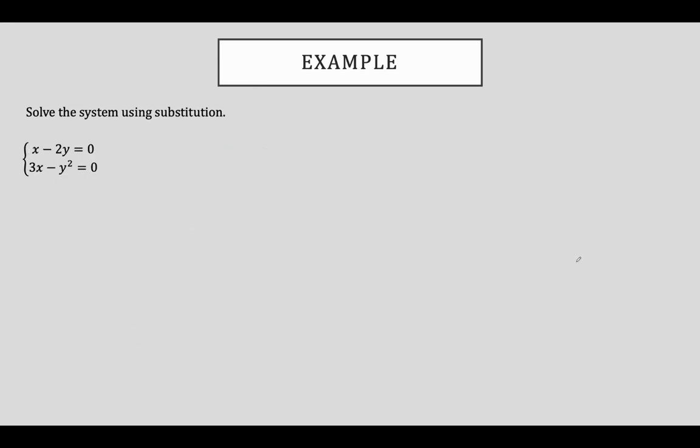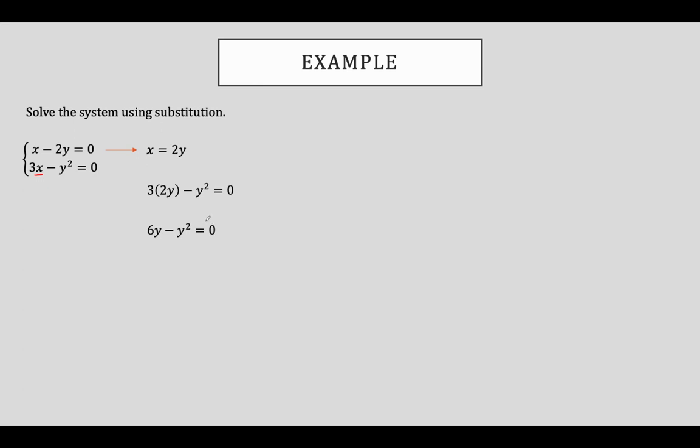Solve the system using substitution. Again, we want to begin by isolating a variable. Pick the easiest one. Well, what's the easiest variable to isolate in this system? That's definitely going to be x. If we isolate x in the first equation, we get x is equal to 2y. We can now substitute that quantity in for x into our second equation. That gives us 3 times 2y minus y squared is equal to 0, or 6y minus y squared is equal to 0.